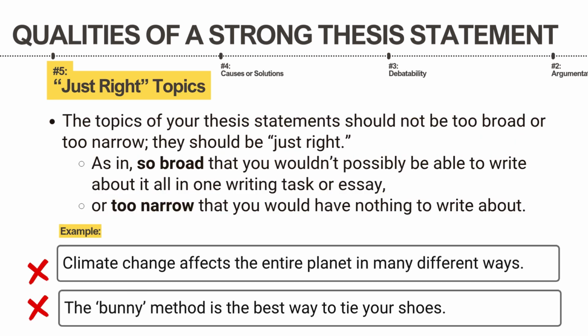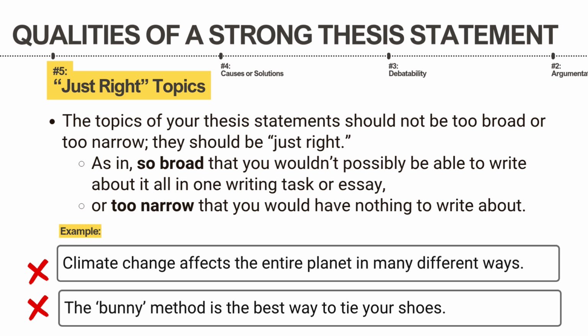The fifth quality of a strong thesis statement is that the topic has to be just right. So do you remember the story of Goldilocks? Right? Goldilocks went into the bear's home and she thought dad's porridge was too hot, mama's porridge was too cold, but the baby's porridge was just right. So topics have to be just right. They can't be so broad or general that you possibly can't talk about all of it in one essay, but it can't be so narrow that you could literally finish the essay in 3 sentences or a paragraph and you have nothing to write about.